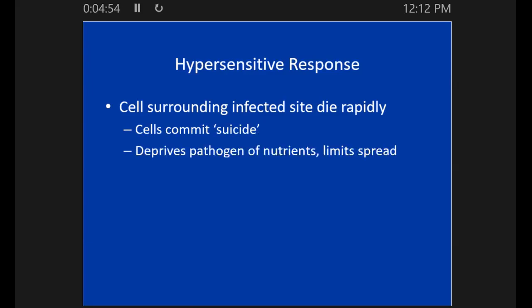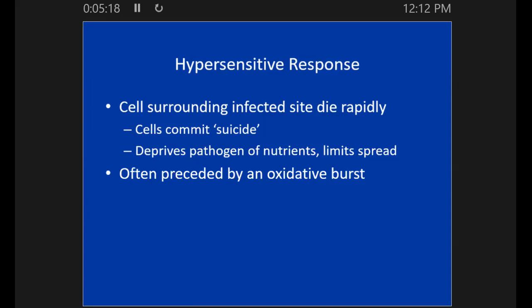And then they also start to ramp up physical defenses in that area, where they tend to ramp up the cell wall of the cells right where the fungus is, almost like a moat around a castle. They're trying to physically limit the spread of the fungus by beefing up their cell wall structure and integrity.